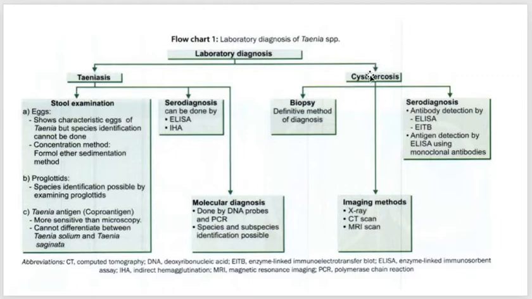Most of the time in this case, the diagnosis is made on what we find clinically, then we run serological testing, and then we look at epidemiological data. As I told you, for example, in India, cysticercosis is common. And whenever we have neurocysticercosis, we directly go for MRI or CT scan to see what's going on. ELISA and EITB, or enzyme-linked immunoelectrotransfer blot, can be done. These are simply tests to detect the antigens.